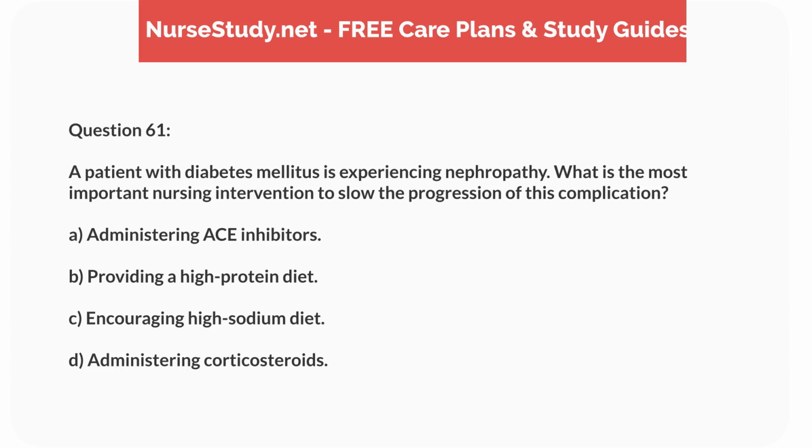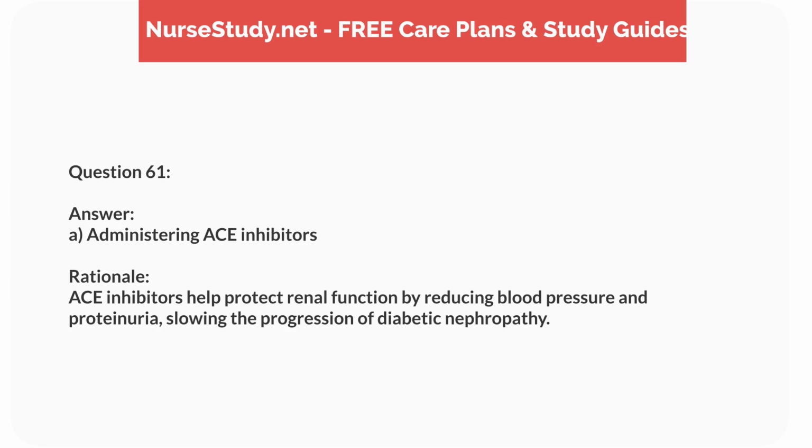Question 61. A patient with diabetes mellitus is experiencing nephropathy. What is the most important nursing intervention to slow the progression of this complication? A. Administering ACE inhibitors. B. Providing a high-protein diet. C. Encouraging high-sodium diet. D. Administering corticosteroids. Answer: A. Administering ACE inhibitors. Rationale: ACE inhibitors help protect renal function by reducing blood pressure and proteinuria, slowing the progression of diabetic nephropathy.